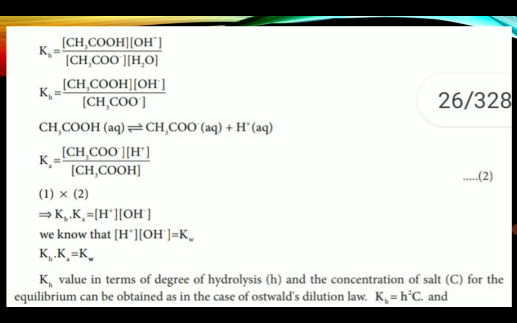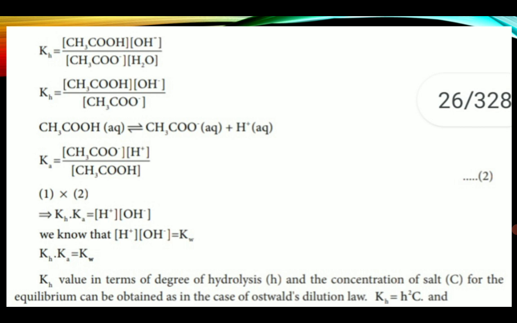If you see, in the numerator acetic acid is there, and in the second equation the denominator has CH3COOH, so these two will get cancelled. The acetate of the first and the second equation will also get cancelled. So remaining, KH into Ka is equal to the hydrogen ion concentration and the hydroxyl ion concentration. Only these two things will come.